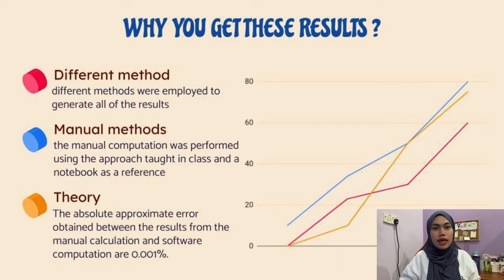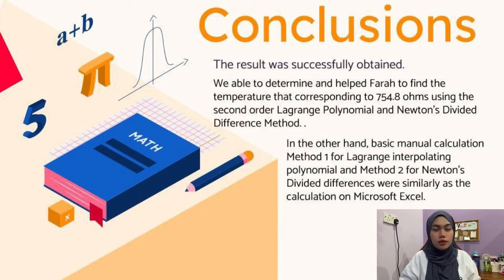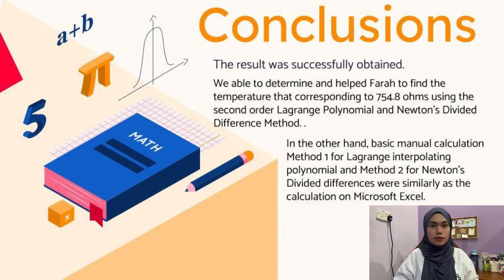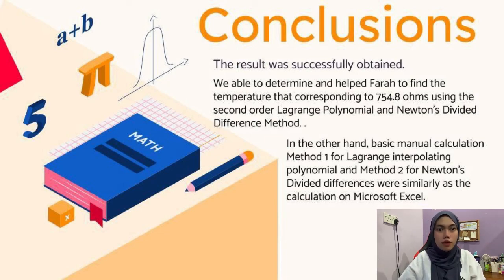In conclusion, both of the answers using manual calculation and software computation are the same. As for the conclusion, we can say the result was successfully obtained. We are able to determine and help Farah to find the temperature corresponding to 754.8 ohm using the second order Lagrange polynomial and Newton divided difference method. On the other hand, basic manual calculation methods 1 and 2 were similar to the calculation on Microsoft Excel.